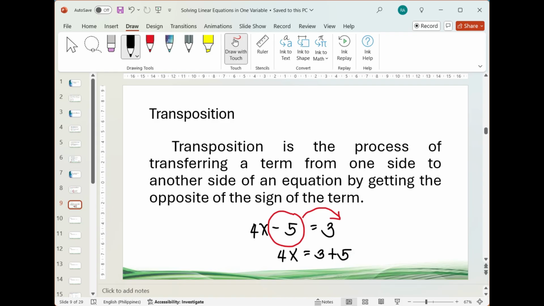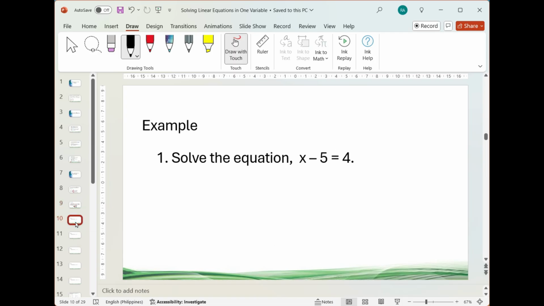So pag tayo ay nag-transpose ng isang term from one side to another side of the equation, napapalitan lagi yung kanyang sign or nare-reverse. So kung halimbawa, this is positive 5 at itatranspose mo siya, class, instead na positive po dito, ito po magiging minus 5 na po. So that is the meaning of transposition. So now let's apply transposition in solving linear equations in one variable. Let's have the first example.